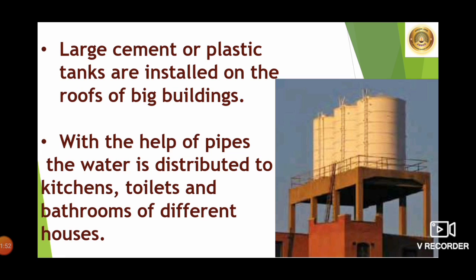There are taps fitted onto the pipes. Through these taps, people can make use of water according to their needs. This is how water from just one tank can be obtained at several places in a building at the same time.